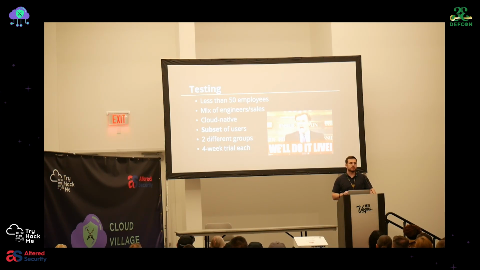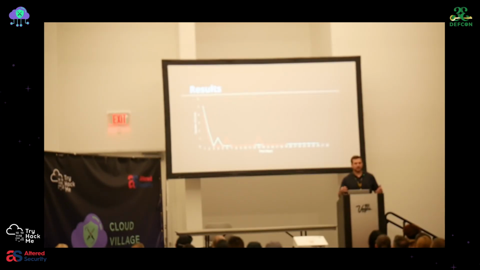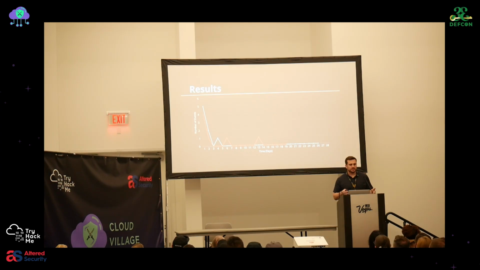And what we did is we deployed this particular type of canary for a subset of users in his company, right? We split it up into 2 different groups, and we're doing an initial 4-week trial, which will be ending tomorrow, actually. This will be the end of the 4 weeks. So that's great. What are our results? This graph here is showing the number of events over that 1-month time period. The 2 lines are the 2 different groups.